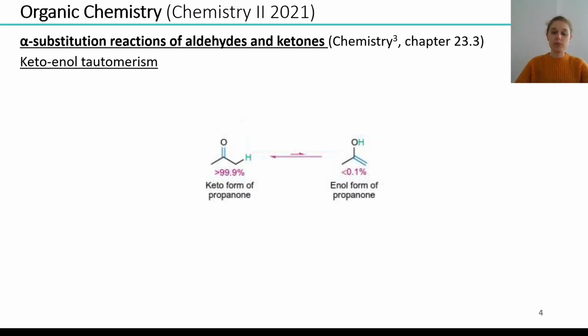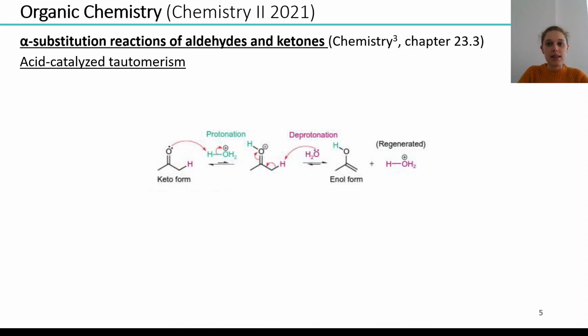And as an example, we have here the keto-enol tautomerism of propanone. You can see the keto form of propanone here. And the enol form of propanone is depicted on the right side. We have the carbon-carbon double bond, and attached to it the hydroxide group. As just mentioned, most of the time this equilibrium lies on the side of the keto form. So this is indicated here. We have more than 99.9% of propanone and only less than 0.1% of the enol form.